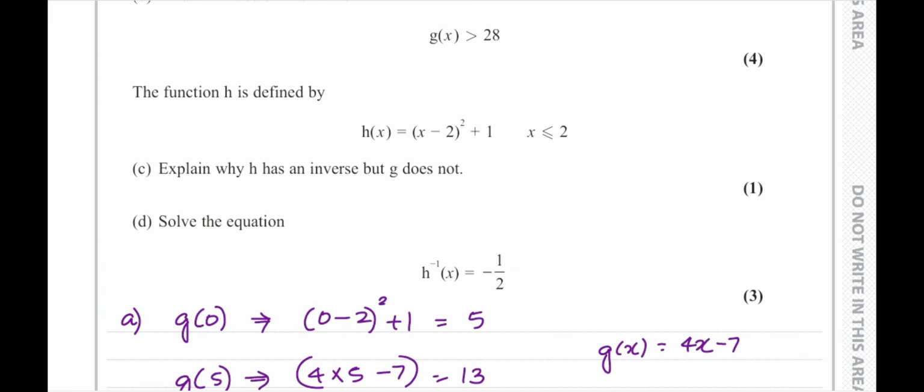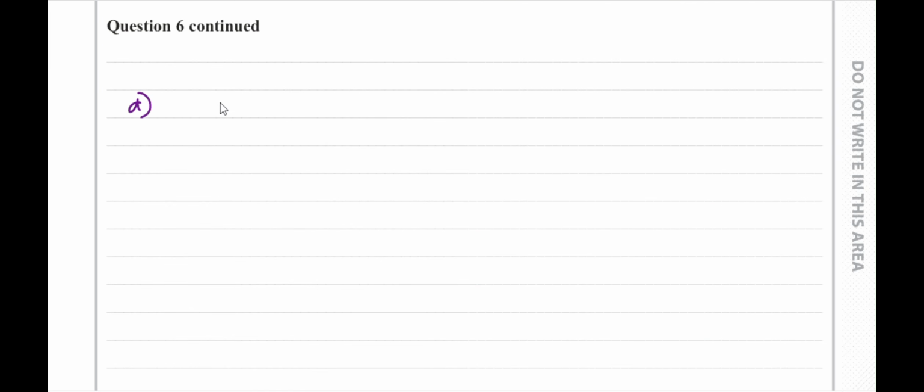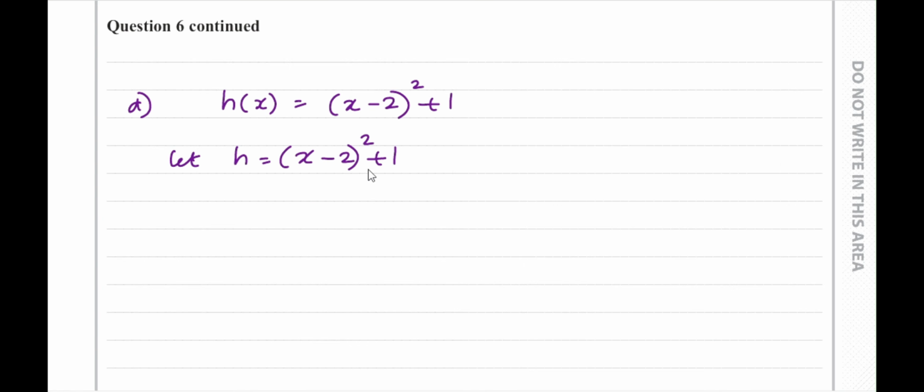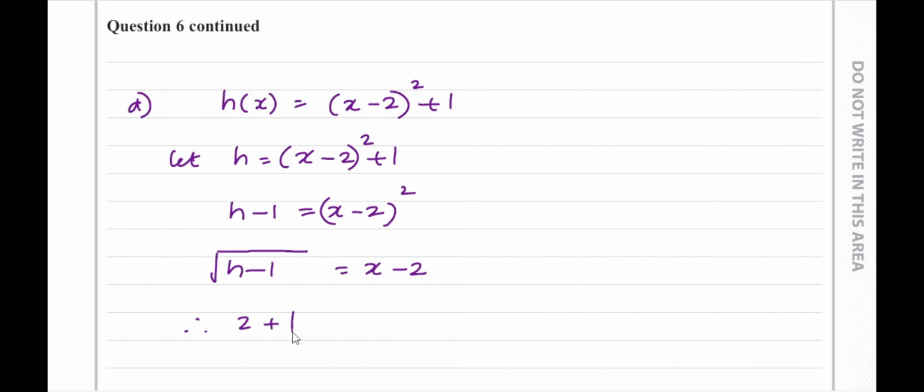Part D. Solve the equation h inverse of x equals minus half. So let's first of all find h inverse of x. h of x equals (x minus 2) squared plus 1. Let h be equal to (x minus 2) squared plus 1. Let's try to make x the subject. So h minus 1 equals (x minus 2) squared, leading to the square root of (h minus 1) equals x minus 2. Therefore, 2 plus the square root of (h minus 1) equals x.